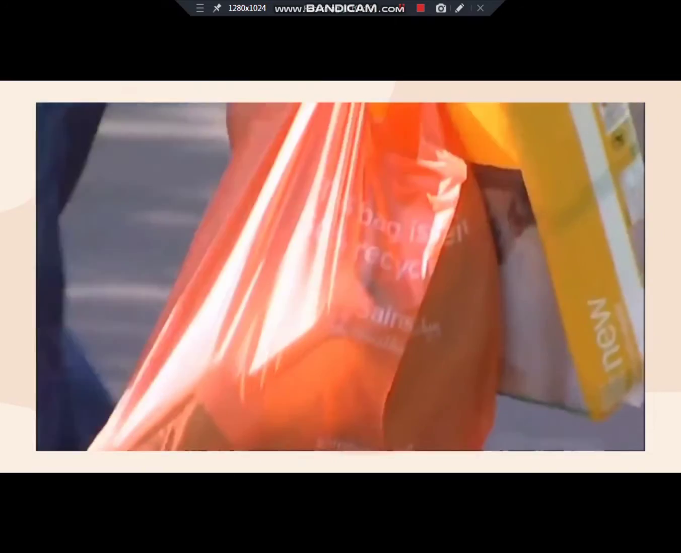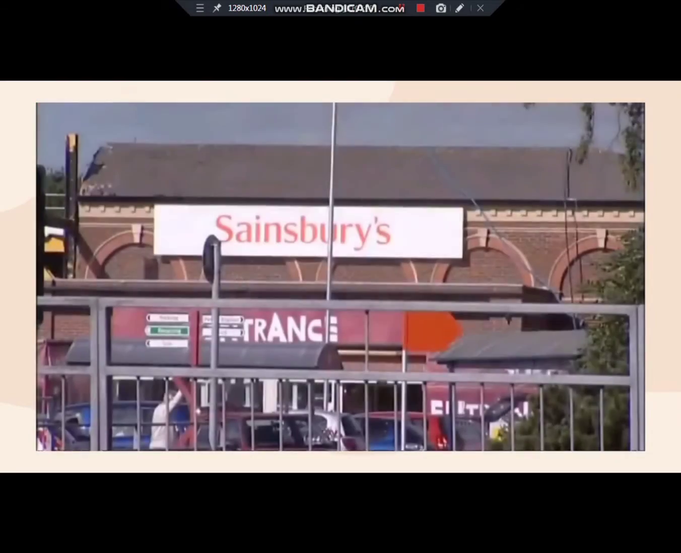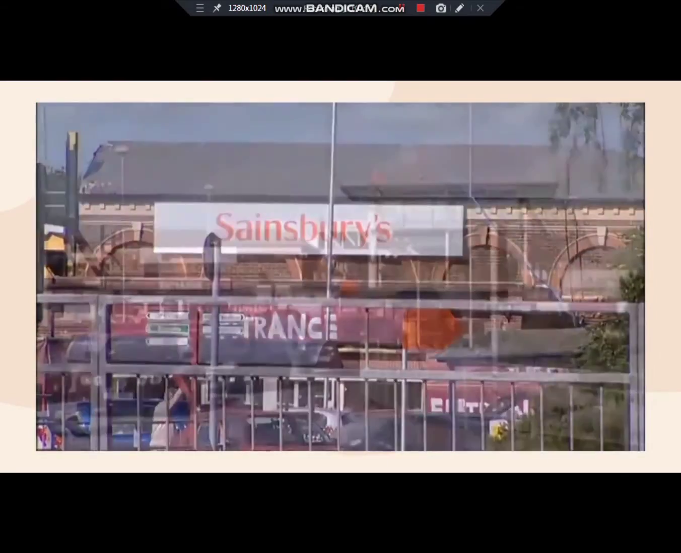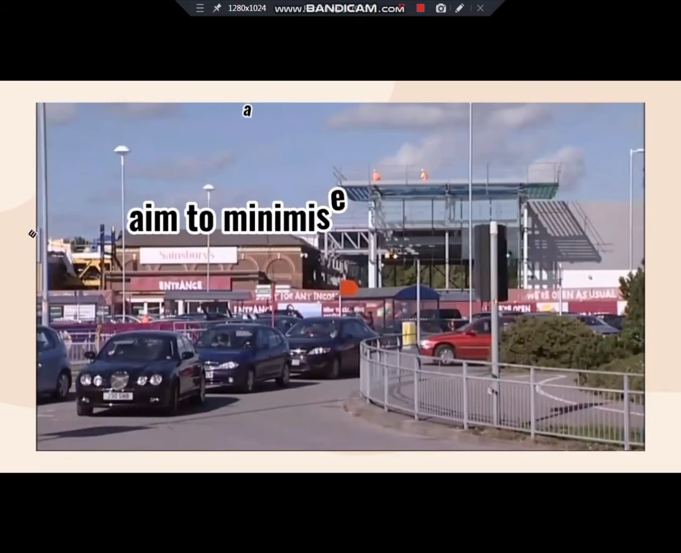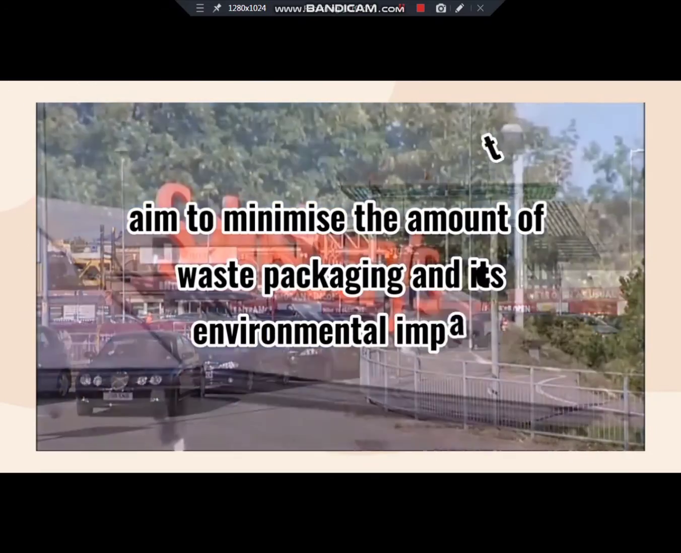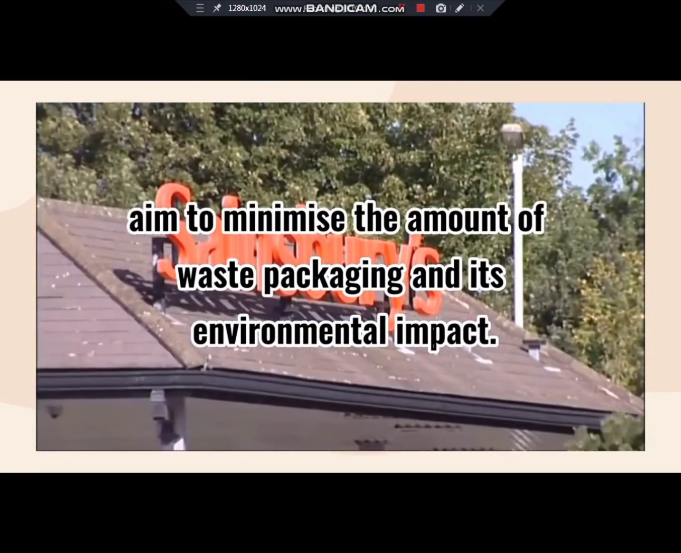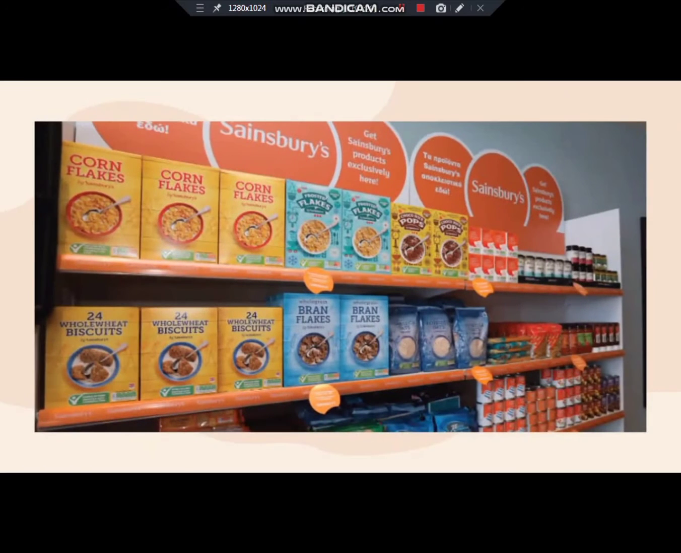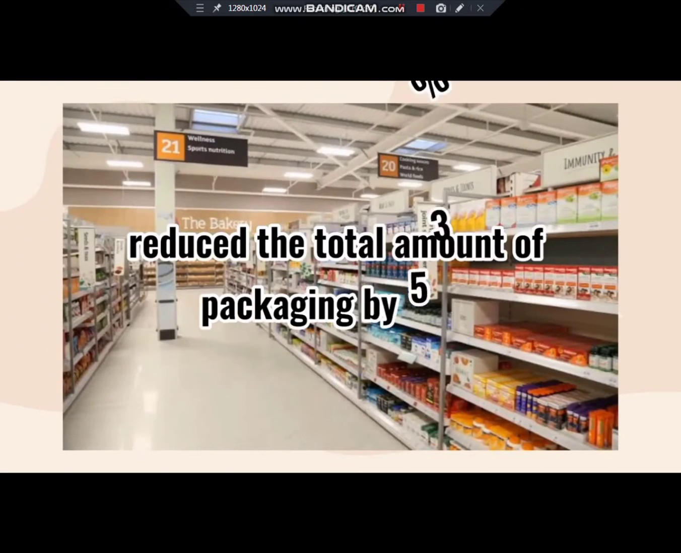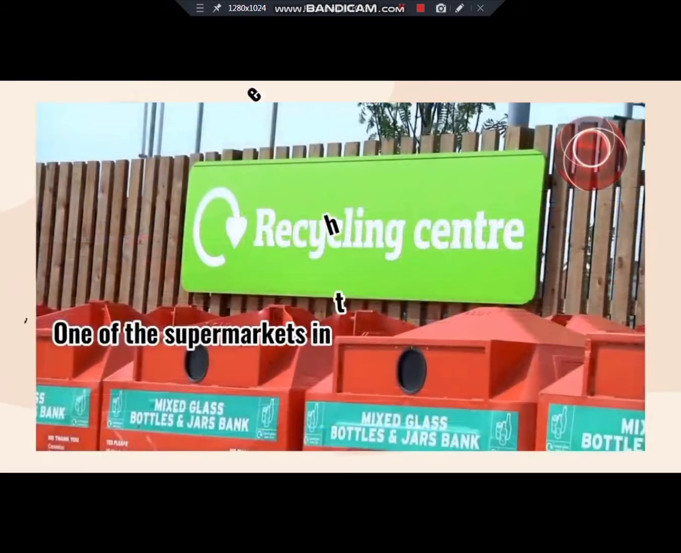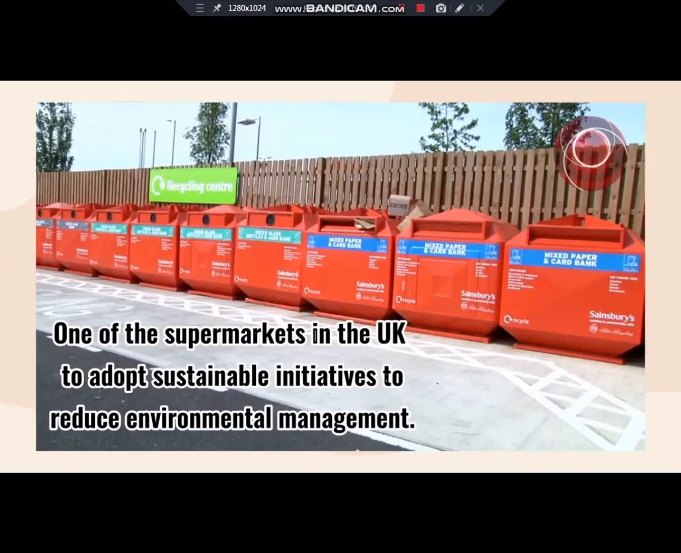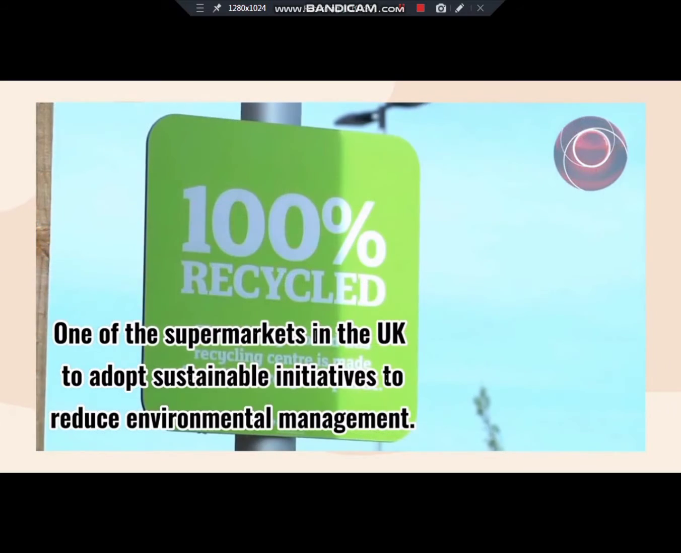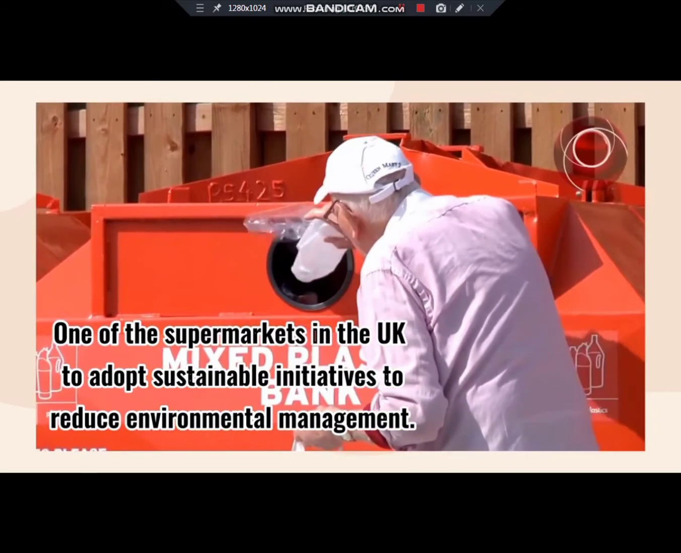Sainsbury's is the first of the major supermarket chains to be taken to court under the packaging regulations, which aim to minimize the amount of waste packaging and its environmental impact. The company later redesigned the packaging and reduced the total amount of packaging by 53%. Sainsbury's has been one of the first supermarkets in the UK to adopt sustainable initiatives to reduce environmental impact.